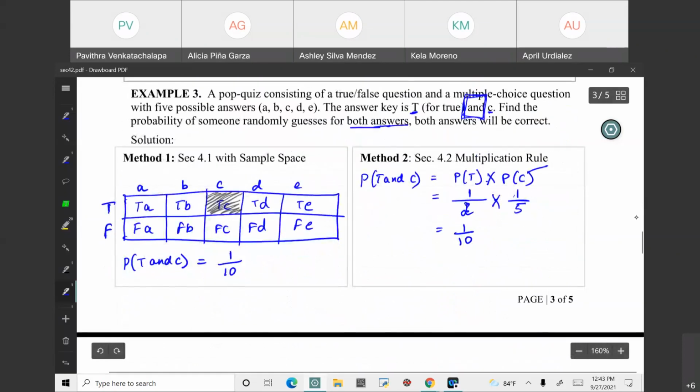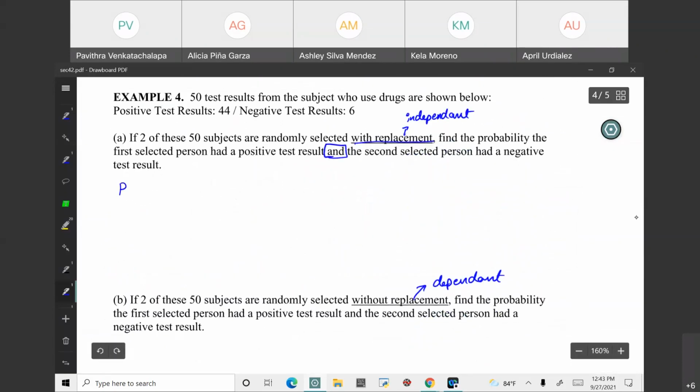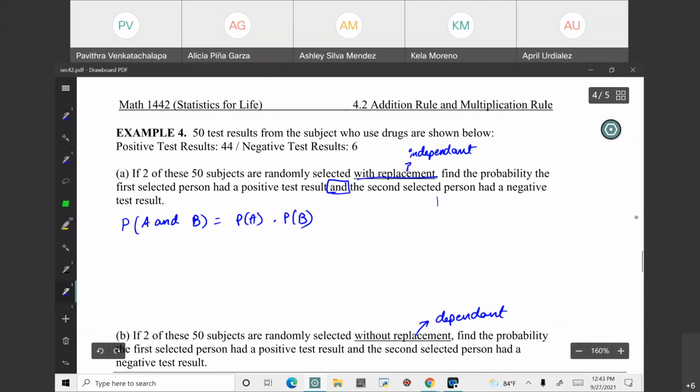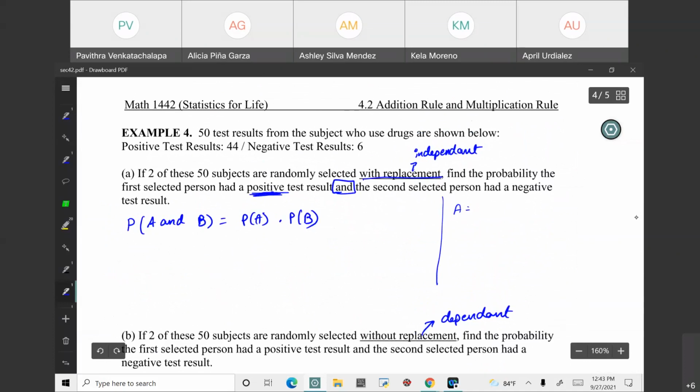So now formula we know is A and B. Now what is A and B? A is nothing but a person who is tested positive. Now B is an event where a person is tested negative. So what is the probability that 2 persons are tested positive and also negative is the question. Positive and negative.